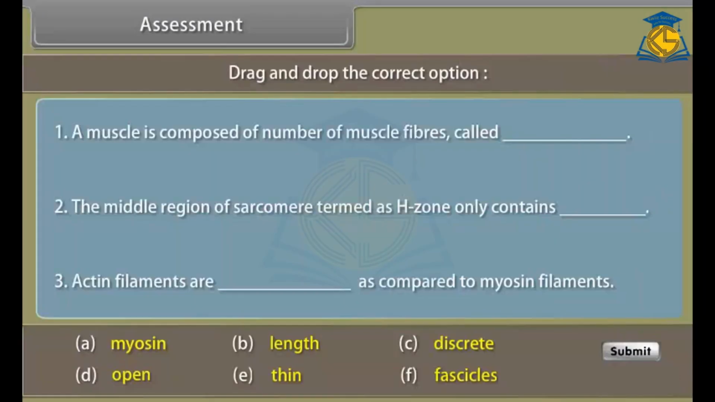arm. Assessment. Before proceeding further, let us know how much you have learnt. Drag and drop the correct option.